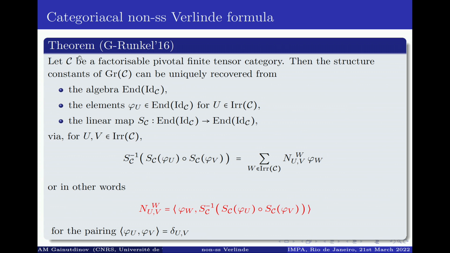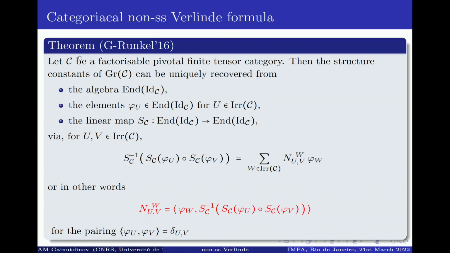Or, saying differently, let me introduce a pairing on this span of phi's, or on the span of internal characters inside my endomorphism ring of the identity functor. I introduce the pairing (phi u, phi v) = delta uv. And then N_UV^W can be computed via this pairing: phi w, we have to pair with this element. It uses only the categorical action S, and it uses these internal characters. One can show that in the semi-simple case, this formula reproduces Turaev's formula. So this is what I will call the non-semi-simple, categorical Verlinde formula.